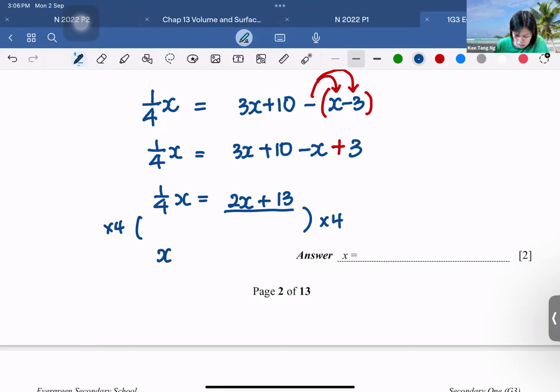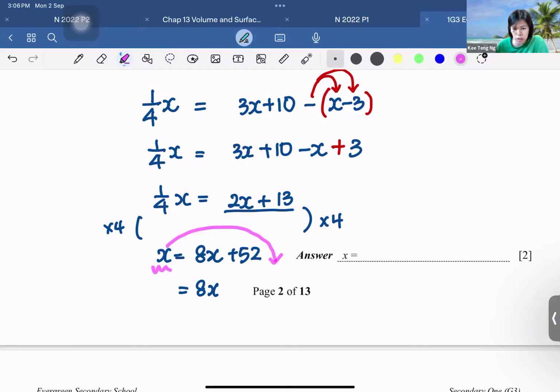And I'll get x, then I get rid of the denominator. So everything times 4, 13 also times 4, that'll give me 52. Then I try to solve for x. I'm going to keep my x here and I'll bring this over.